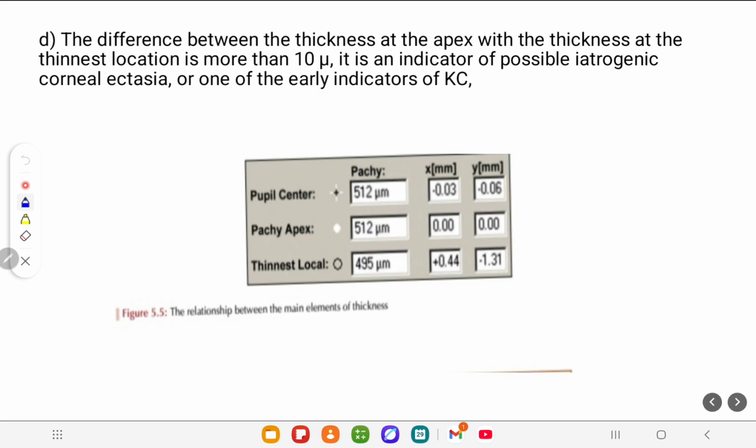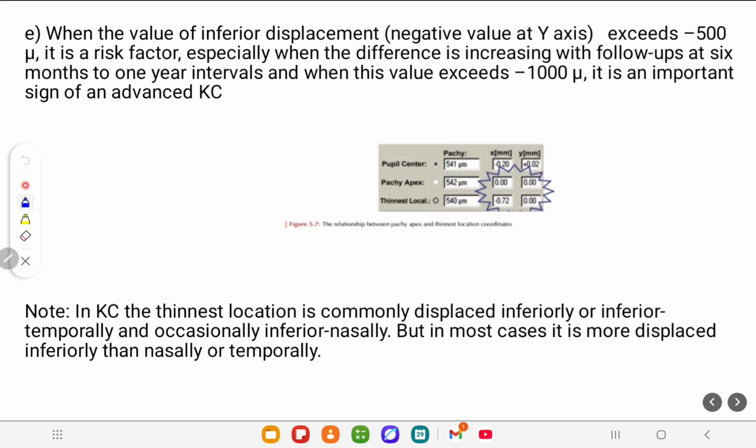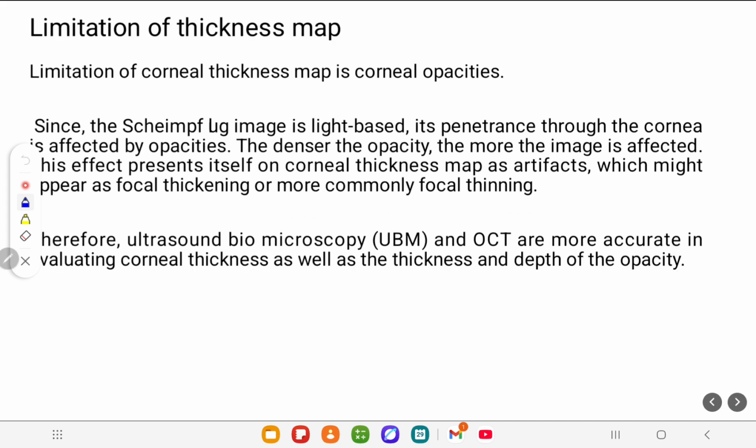If the difference between the thickness at the apex and the thickness at the thinnest location is more than 10, we will suspect that. There are other important things, like the inferior displacement of the apex, which in keratoconus is always inferior temporal. Not always; sometimes it is inferior nasal, but many times it's very clearly inferior temporal, along with displacement of the thinnest position. So what are the limitations of the thickness map?